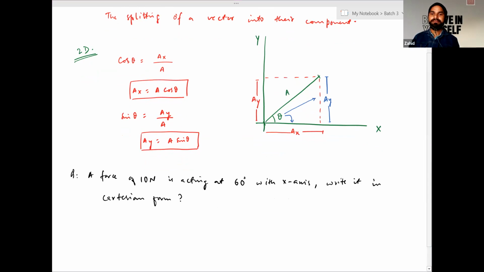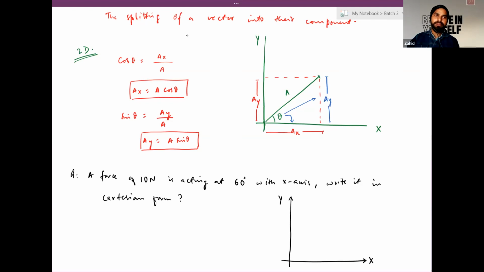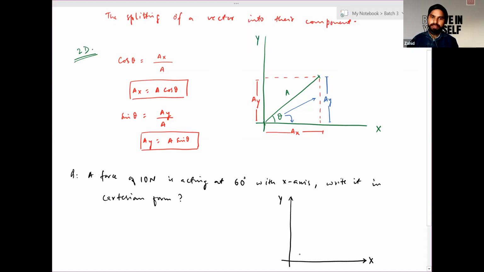Have you all done? In this part, we have to calculate the component of force and then write it in terms of Cartesian form. So let's say this is y-axis, this is x-axis, and there is a force having magnitude 10 unit or 10 Newton, which is inclined at 60 degree with x-axis.